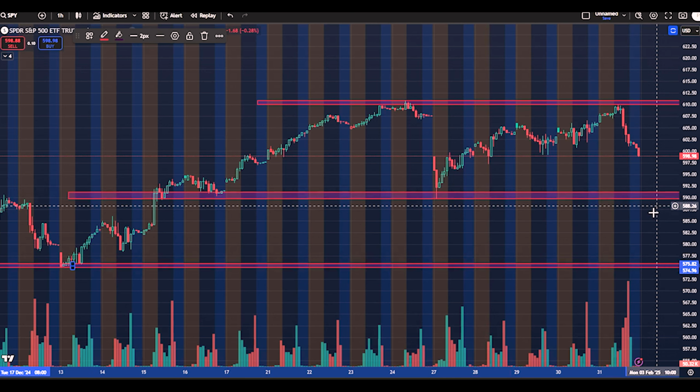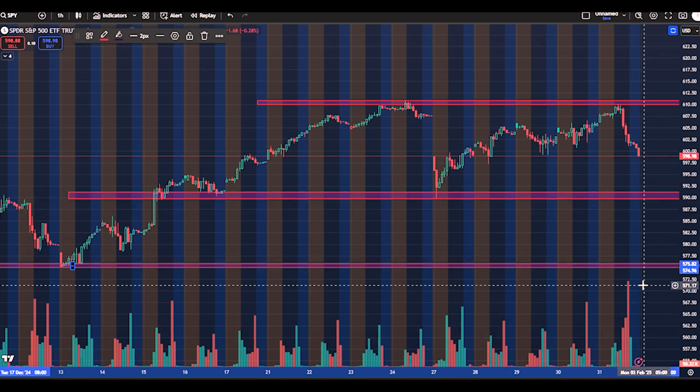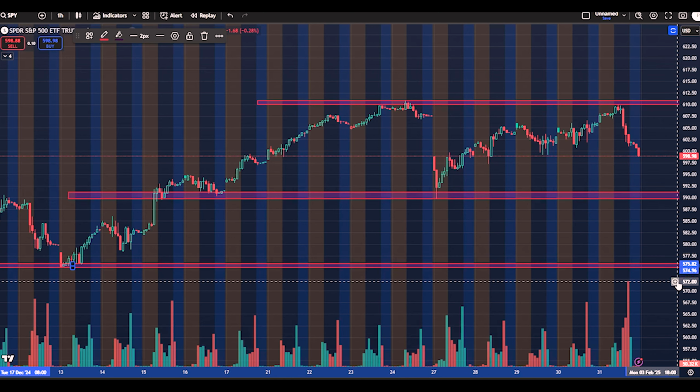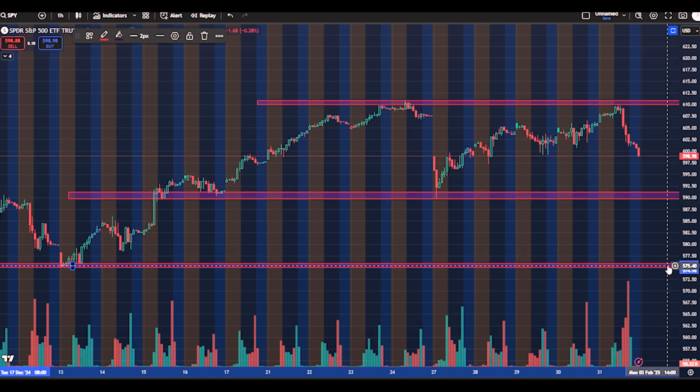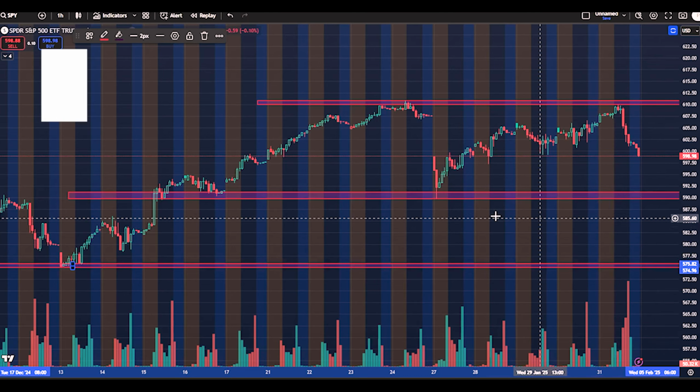Up next, the closest zone I have below that will be this 575.8 to 574.9 for a possible bounce. So get these levels charted and stick around to the end. I do have some zones on NQ as well for you.